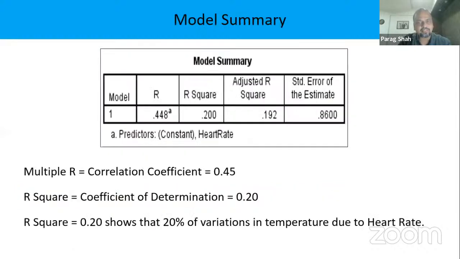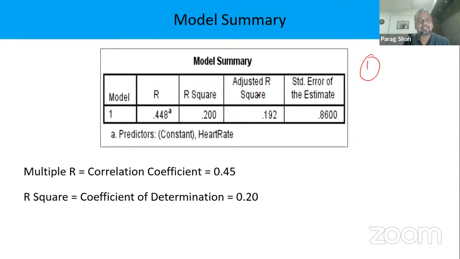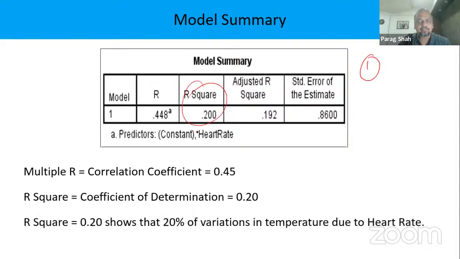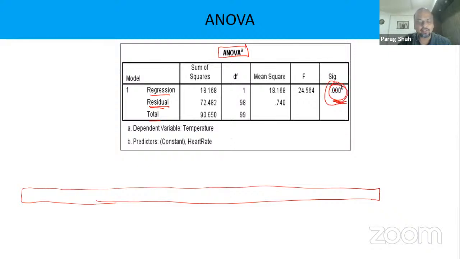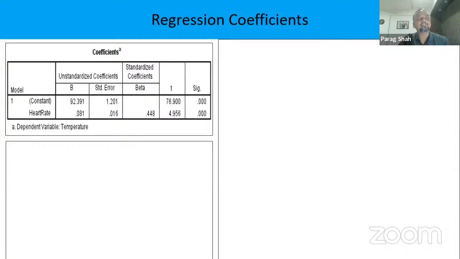So of the outputs that we are getting, one is R square, from which we say how much is explained. The second is ANOVA, which says how the model is fitting the given data. And the most important is the coefficients. If you recollect our simple line, y is equal to a plus bx. A is a constant. What is b? Coefficient. That is given to you. Constant is 92.391 and the heart rate coefficient is 0.081.